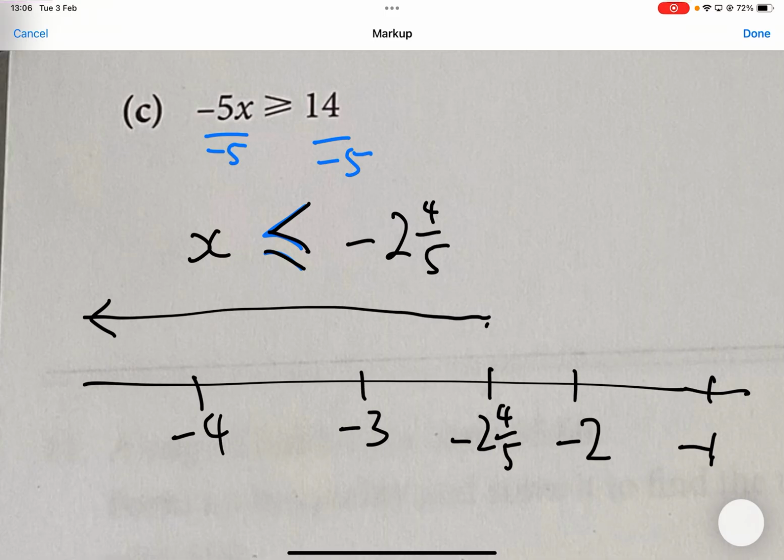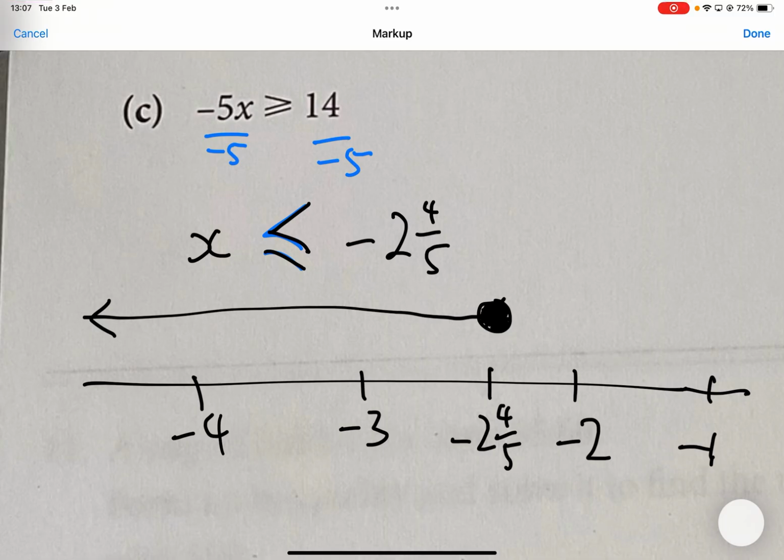Okay, this time round, I don't put the hollow dot anymore. Because hollow dot means x cannot be this number. But this time round, I have an equal sign, so x itself can be this number. So x can be at this point. If x can be at this point, I don't want a hollow dot. I want a solid dot to show that x can be there. So when there is an equal, smaller than or equal, or larger than or equal, I must use a solid dot. Because solid means it is there. Hollow means it is not there.